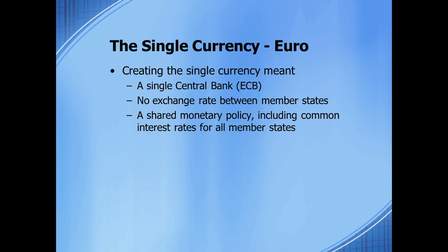If we think about creating this single currency, it meant you actually had to set up a single central bank, the ECB, the European Central Bank. So for example, the Bank of France, the Bank of Germany, the Bank of Spain, they all had to be replaced with this central bank. So there are no exchange rates between member states, and there's a shared monetary policy, including a common base interest rate for all member states. So the states aren't in control of their monetary policy. They've effectively handed it over centrally.